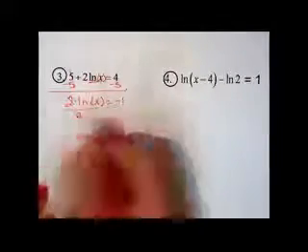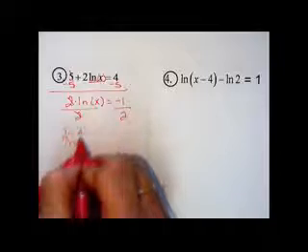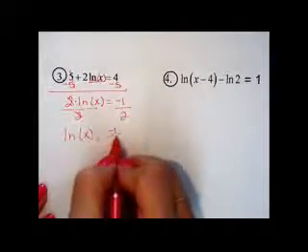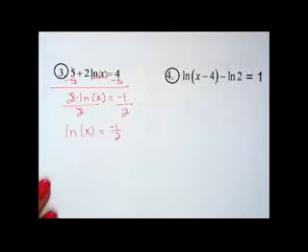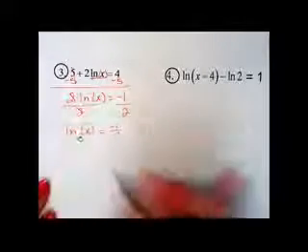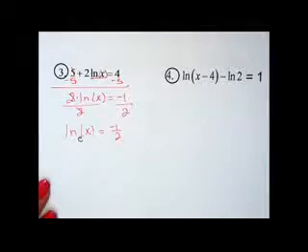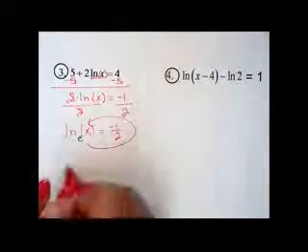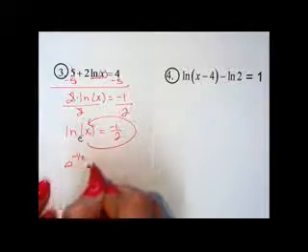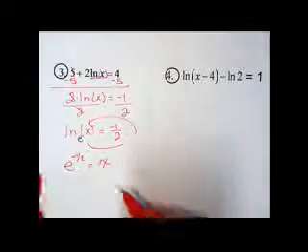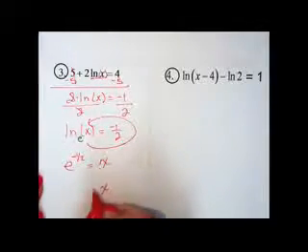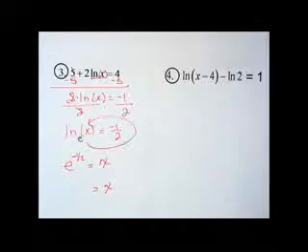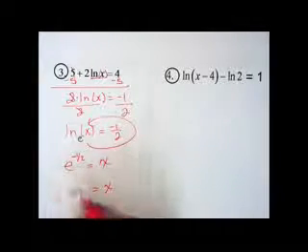Now we need to get rid of the 2. So we divide both sides by 2. So ln of x equals -1/2. Now we're ready to write our equation. Remember that ln has a base of e. So that's e to the -1/2 equals x. Well, e is just a number. Just calculate that. So x equals 0.61.